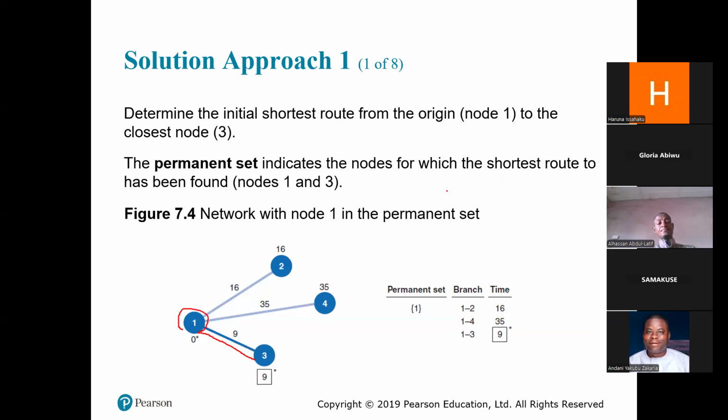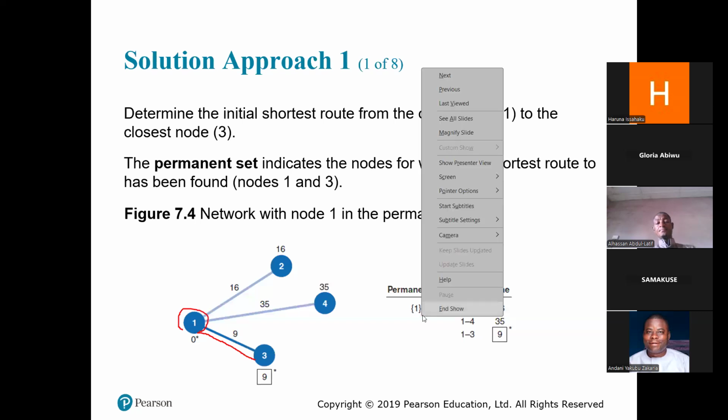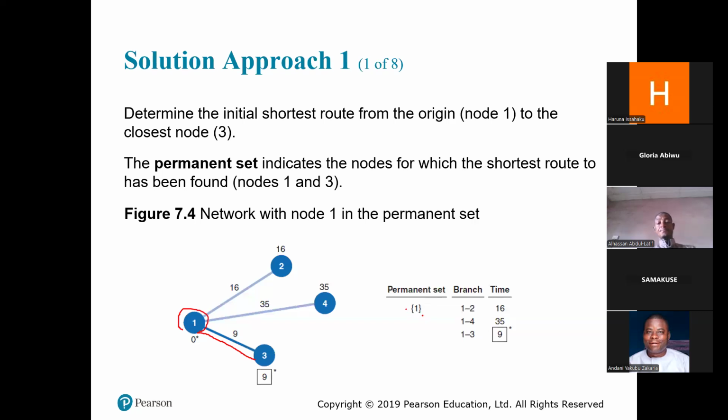And if we then now, so you see that from here, the permanent set is represented by node 1, because we have not yet made any move. Then we look at the branches that are connected to node 1. They are branch 1, 2. So this is the branch 1, 2, which is here, which is equal to 16. See that that's the branch value.